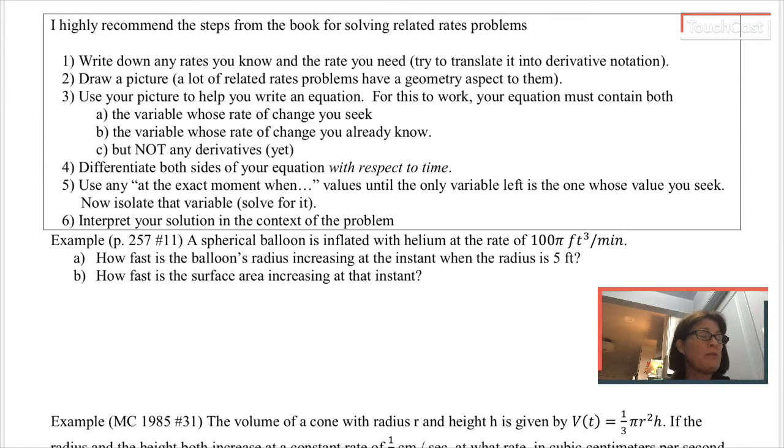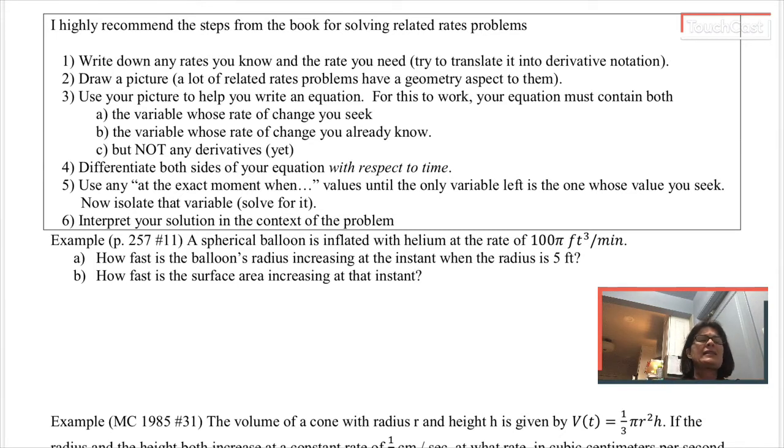Many related rates problems have a geometry aspect to them. So especially if that's the case, you might like to draw a picture. And you're going to use that picture then to help you write an equation. So your book says all this. Your book doesn't actually enumerate exactly what kind of equation you're going to need. You're going to need to write an equation that is true based on the scenario.